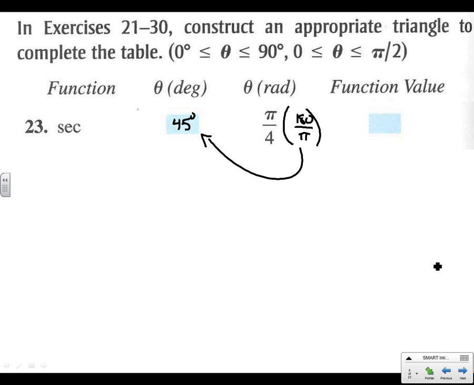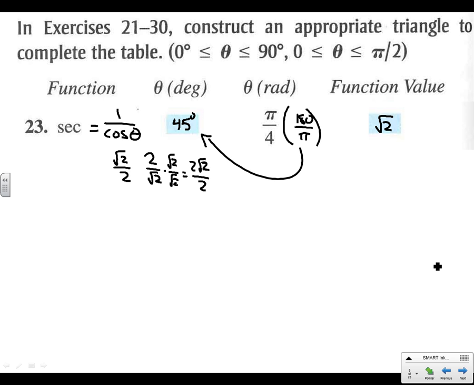Okay, the secant is 1 over the cosine, and we determined that the cosine was √2 over 2. The secant would be the flip of that, 2 over √2. Let's clean up the denominator, and we'll get 2√2 over 2, or just √2 as our final answer.